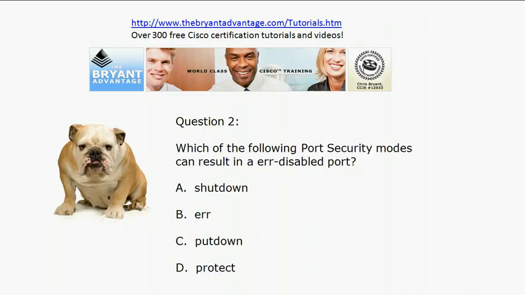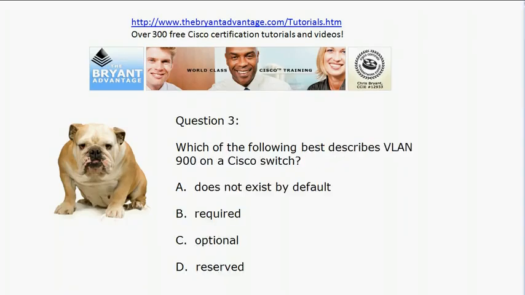Let's move on to question 2. Which of these port security modes can result in what we call an error-disabled port? And for extra credit, tell me which one of those are actual valid port security modes. Let's go to question 3. Which of the following phrases or words best describes VLAN 900 on a Cisco switch?